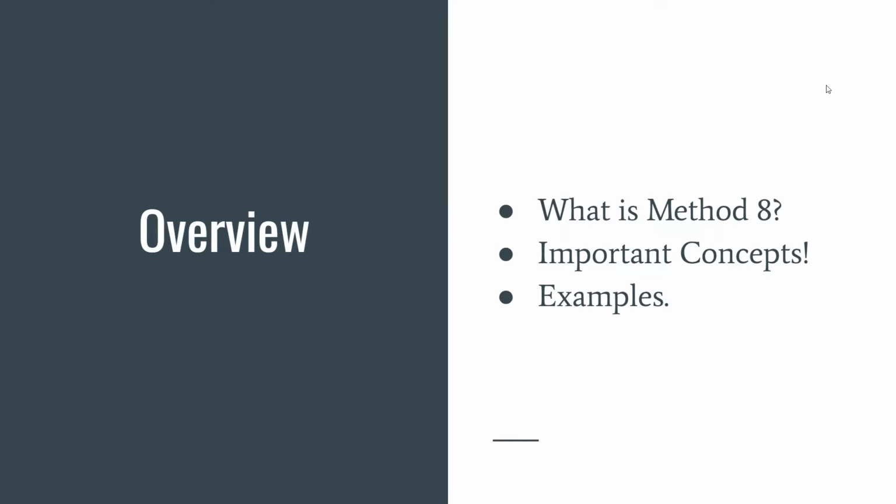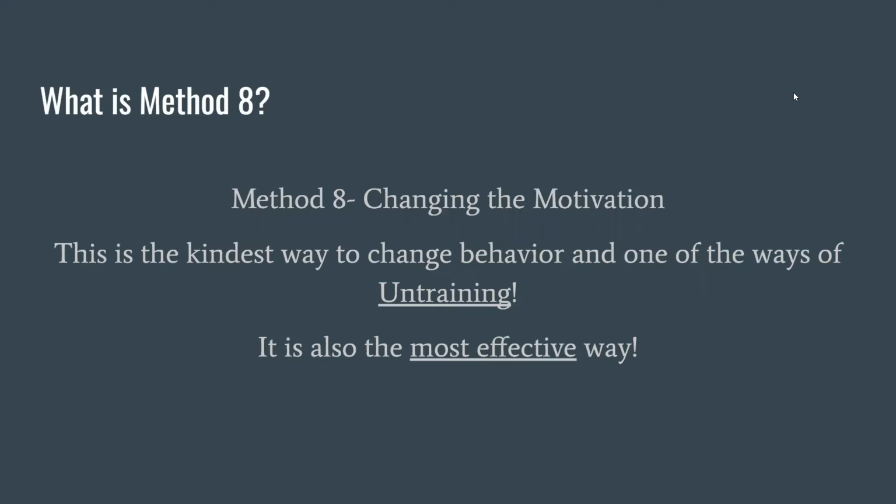So what is Method 8? Well, Method 8 is changing the motivation, and it is the kindest way to change behavior, and it's one of the ways of untraining, which is what we're studying this week. It is also the most effective way to change behavior.